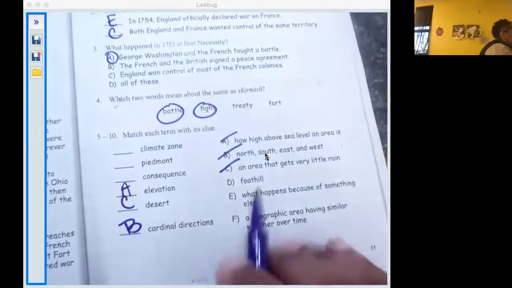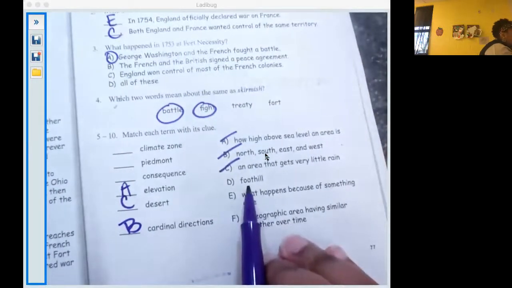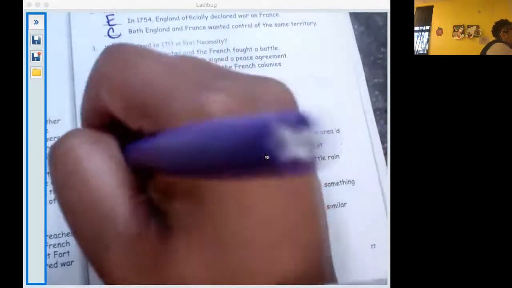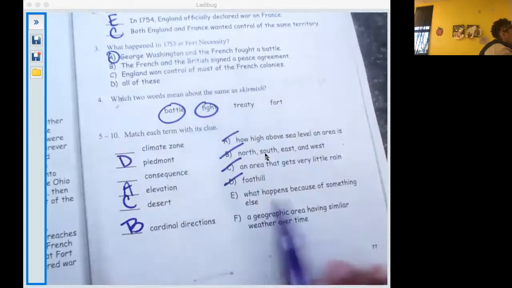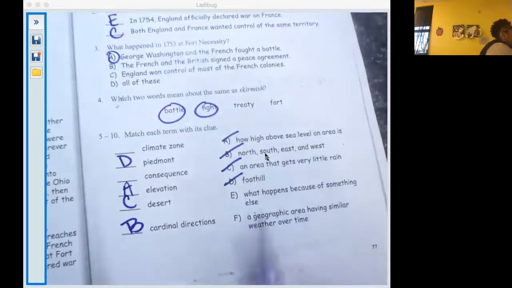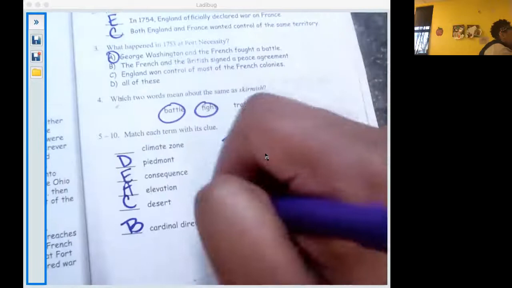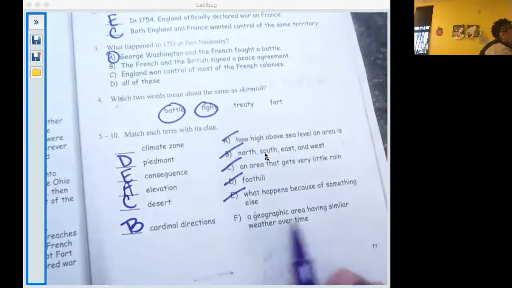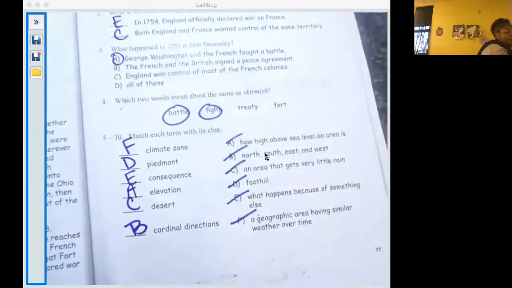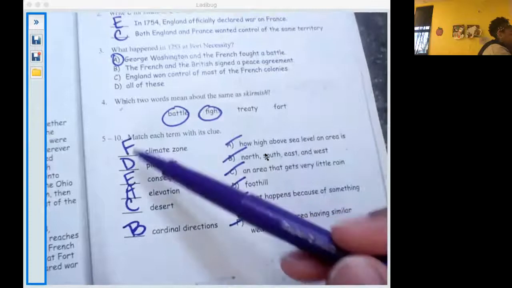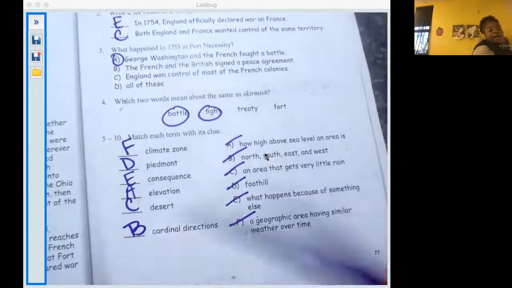All right. A foothill, another word for a foothill is a Piedmont. E, what happens because of something else? That's a consequence. And F, a geographic area having similar weather over time is a climate zone. So for your vocabulary, guys, you should have had F, D, E, A, C, and B.